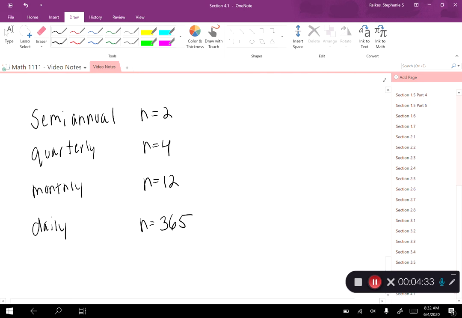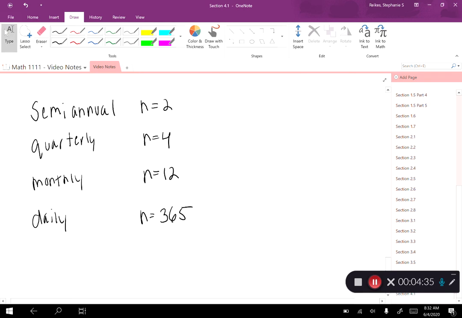And note, for your n value, your compound period, if the word problem says semi-annual, n is 2. If the problem says quarterly, n is 4. If the problem says monthly, n is 12. And if the problem says daily, n is 365. But do be careful with daily.